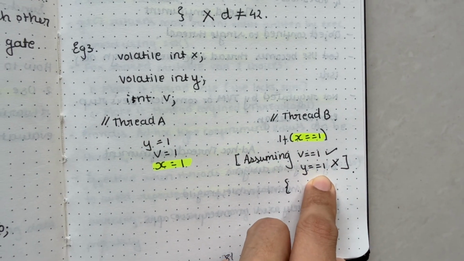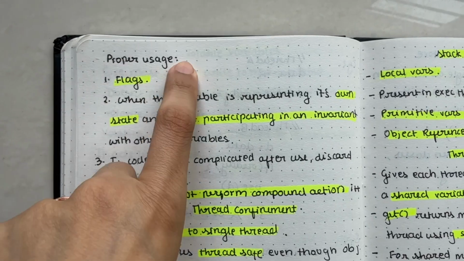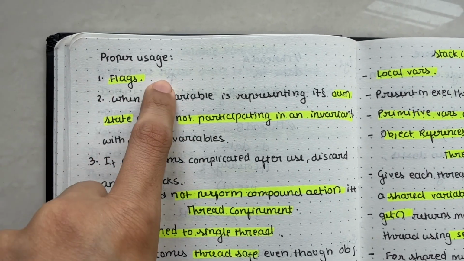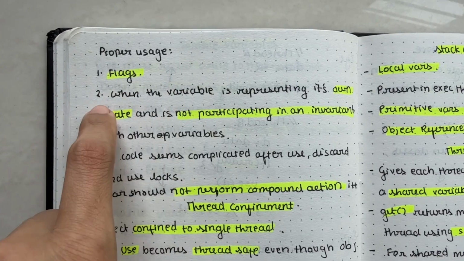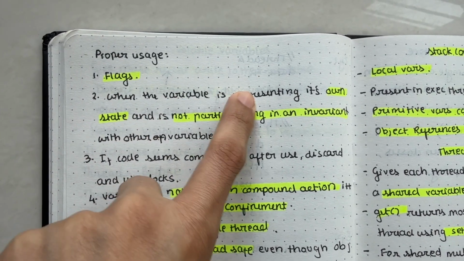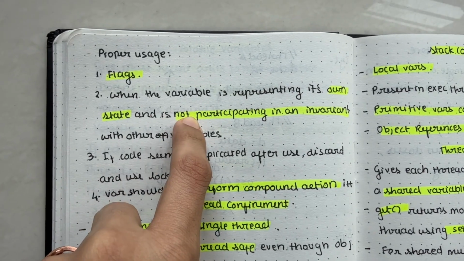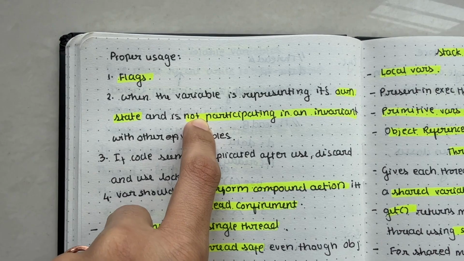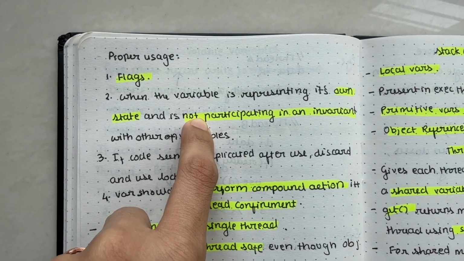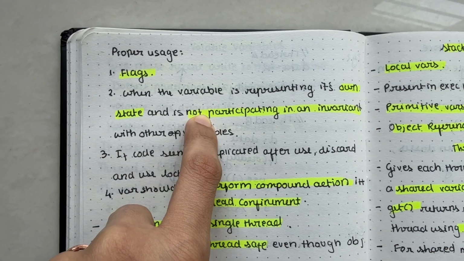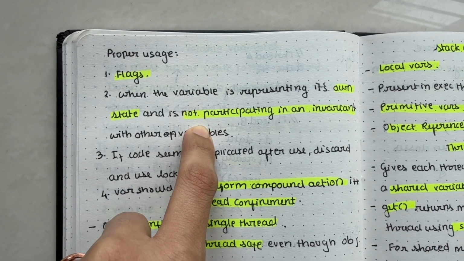That brings us to the proper usage of volatile variables. They can be used as flags to indicate some action has taken place. Second, they can be used as independent variables that represent their own state, and they don't participate with other volatile variables to represent some invariant. As we have already seen, two volatile variables are not linked to each other and they don't necessarily provide fresh values with respect to one another.